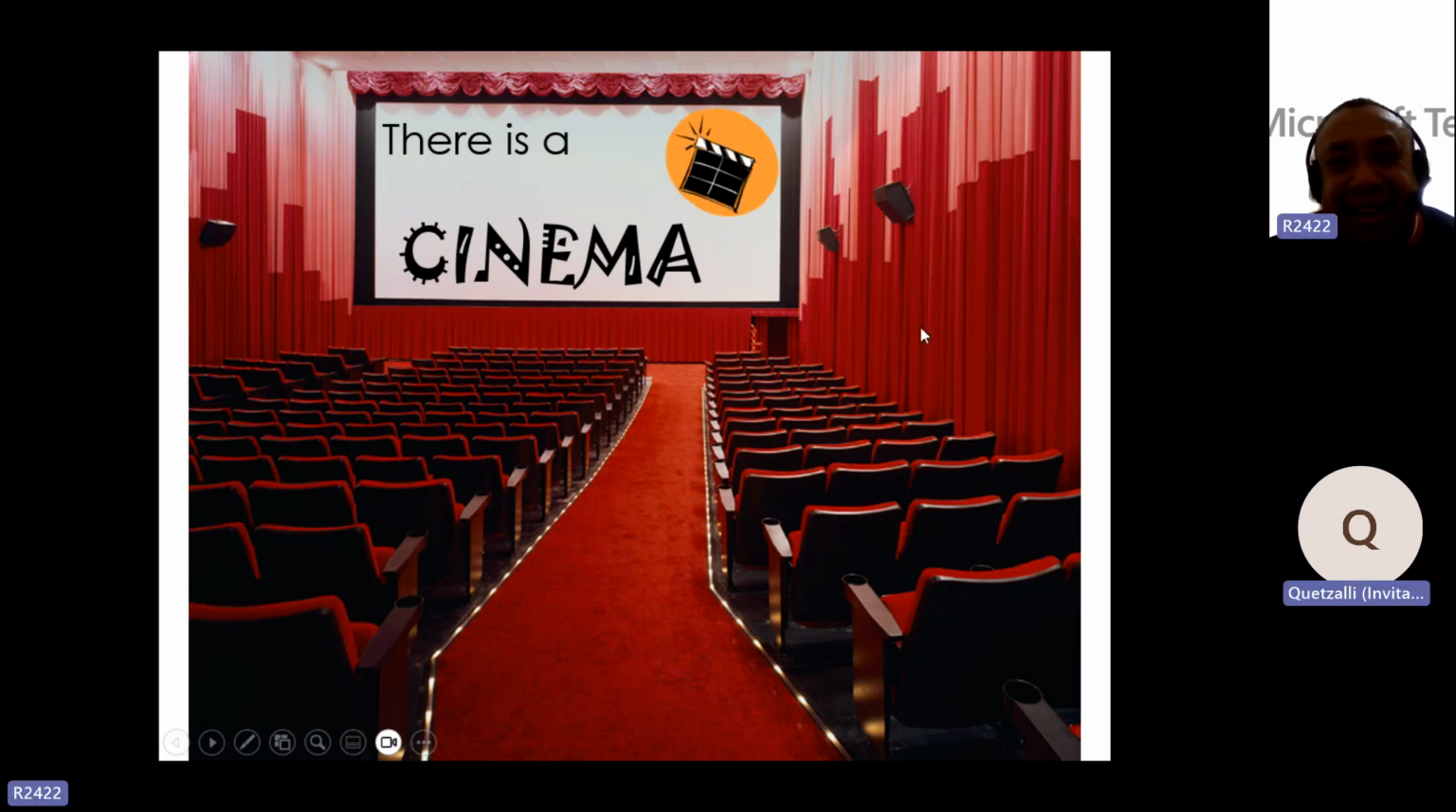Seats, very good. And what are these? How do you say bocinas in English? I don't remember. Okay, I will tell you. I will write it in the WhatsApp chat. They are called speakers. Speakers. It looks like it says hablantes, but they are actually bocinas.